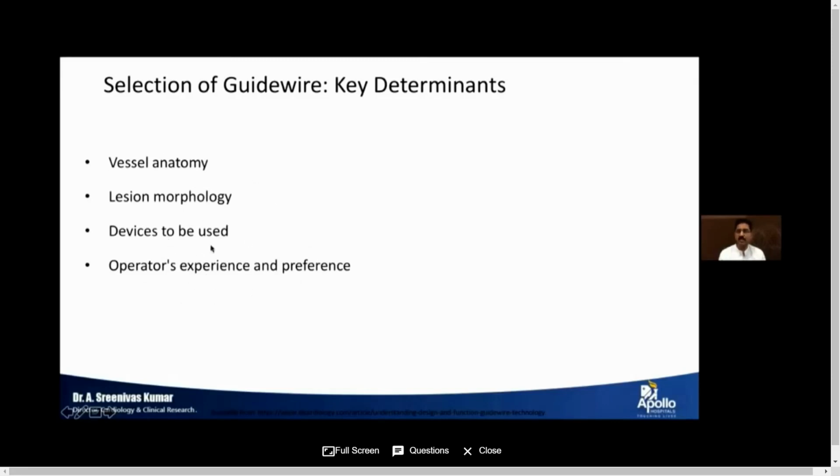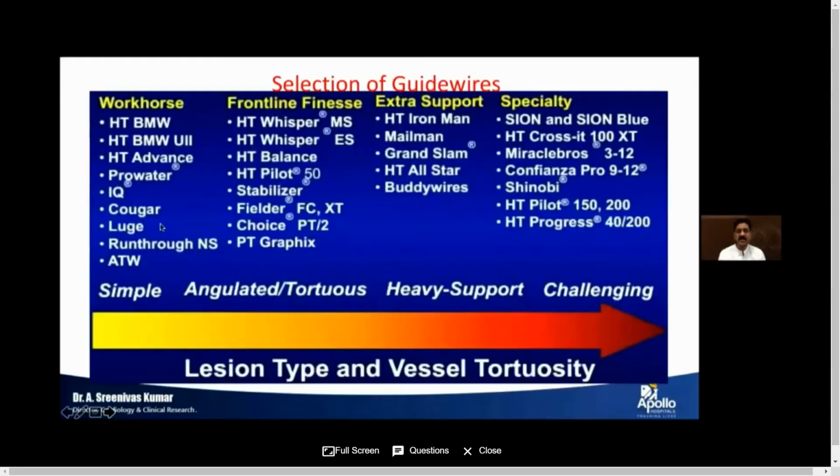Now, obviously the most important is the operator's experience and your preference. And the workhorse wires I've mentioned basically as BMW wires, or like many of the centers now we have run-through as a workhorse wire. More finer wires, probably whisper wires, and then extra support wires are Iron Man and Grand Slam wire, and specialty wires are CrossFit, Shinobi, and the Gaia type of wires which are there.